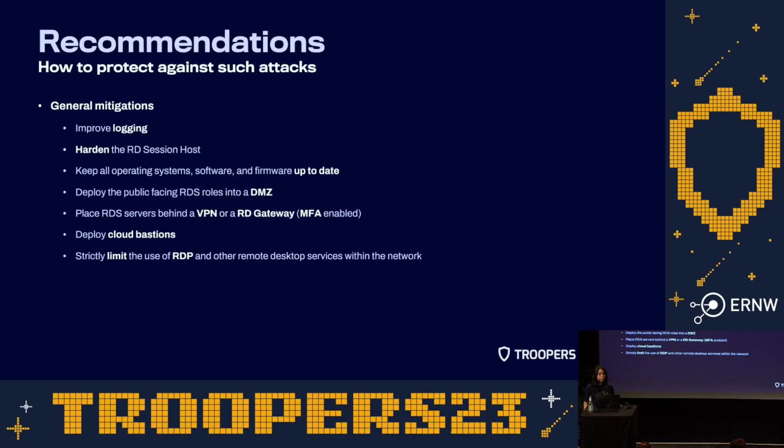Then, if there's cloud infrastructure, as we saw in the second incident response case, we can deploy cloud bastions that will further protect the public-facing roles or the servers that are publicly exposed. And last but not least, and there could be more mitigations, one key element is to strictly limit the usage of RDP and other remote desktop services within the network. We can see that RDP is difficult to detect, so if it's not locked down, or if there are ways for the threat actor to move within the system, it's always more complicated. So these are some of the general mitigations we can recommend for these environments.